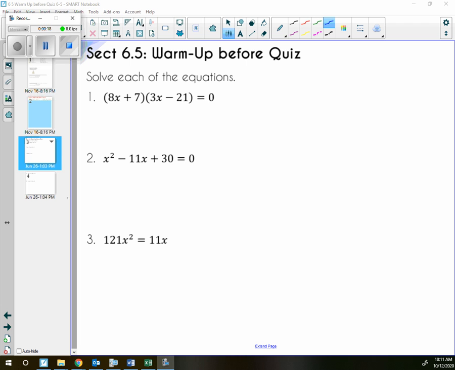So try each of these, pause the video one at a time, check your work as you go, or you can try all of them and then watch it at the end. But make sure we're using the zero product property or zero factor property to help us solve for solutions for these quadratic or degree 2 equations.